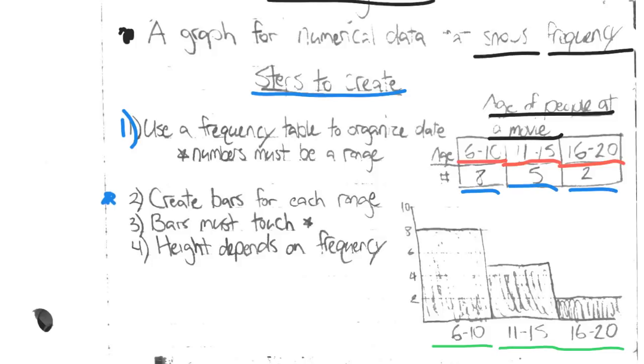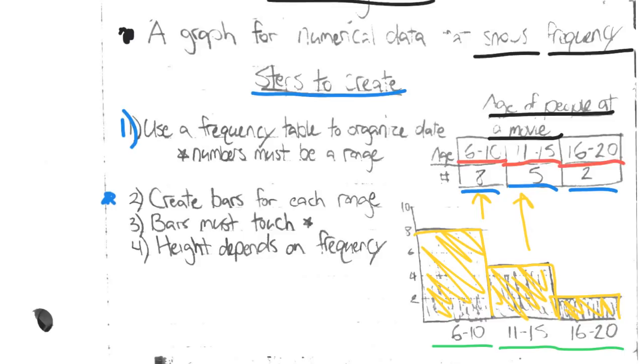So for age 6 to 10, there were 8 people, so we had to go up to 8 and over and then fill in from there. Age 11 to 15, there were 5 people, so we had to go up to 5 and fill in from there. And the last one was 16 to 20, and that had only 2 people, so that would go up from there.